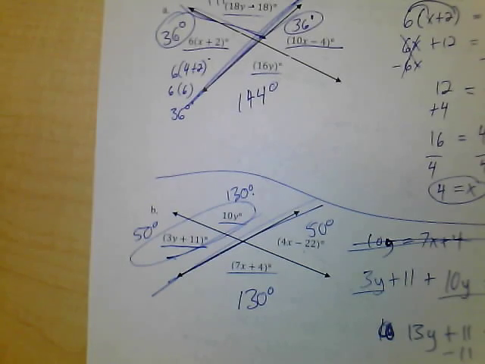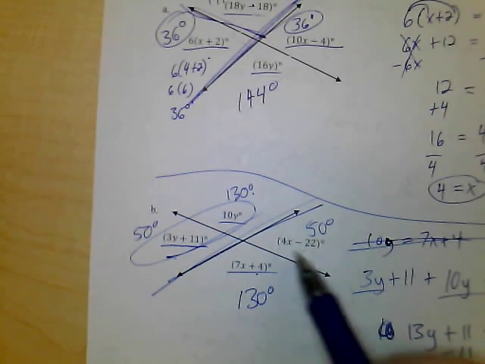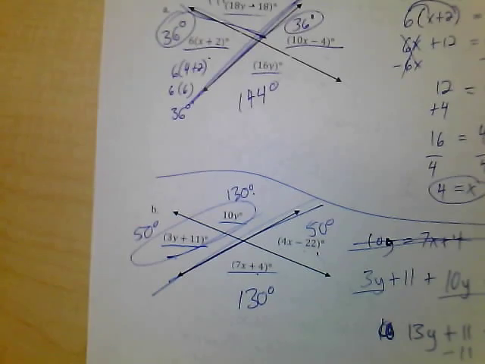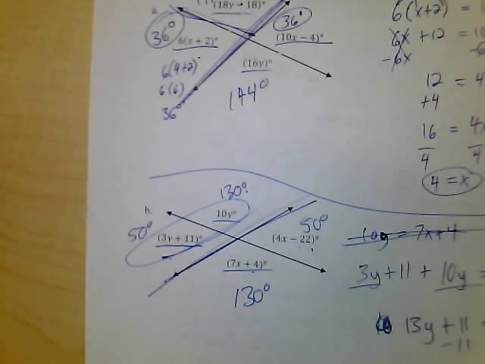So again, we don't actually need to find x here. You could, if you wanted to, you could say that 7x plus 4 plus 4x minus 22 is equal to 180. Go through and solve that equation for x and plug it back in. You could do that. You would get the right answer, but again, we don't need to do that work. Once we find one of the angles, we can find all three of the other ones just by using the fact that we've got linear pairs and vertical angles.